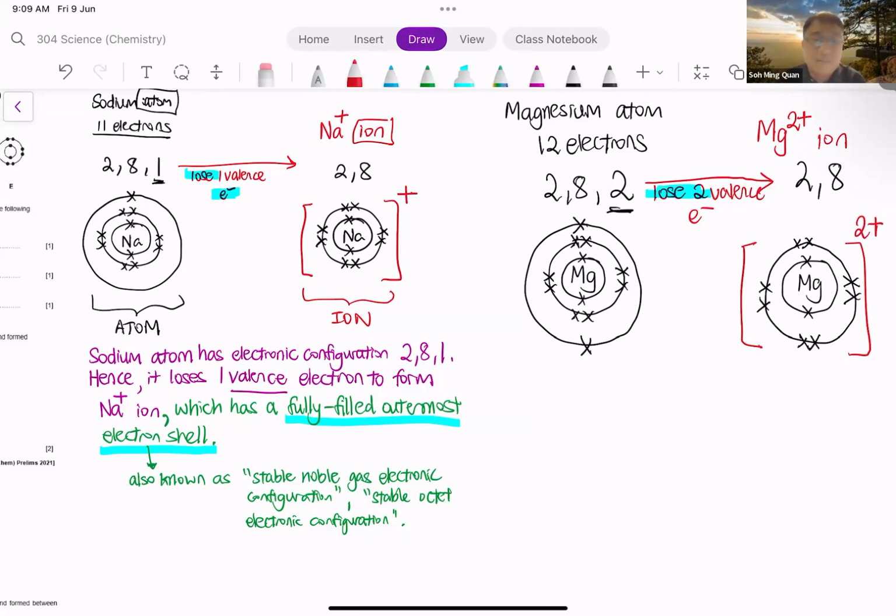Magnesium atom has electronic configuration 2, 8, 2. Hence, it loses 2 valence electrons to form the Mg2+ ion to achieve a fully filled outermost electron shell. Hopefully this gives you an idea that metals will lose valence electrons to form positive ions. I am not going to write out the paragraph to describe how magnesium forms the ions. Practice it yourself. It's similar to sodium, just that for magnesium, it loses 2 valence electrons to form 2+ ions.